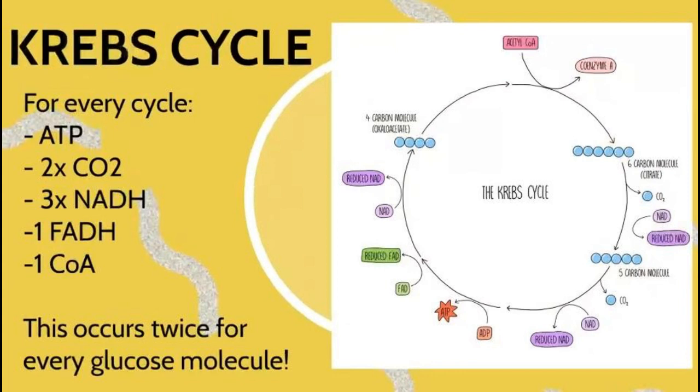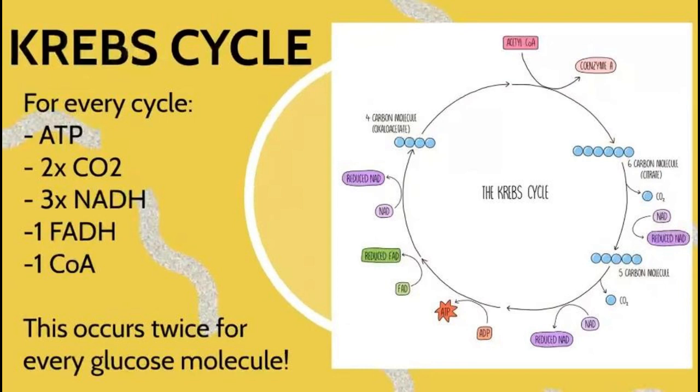So now from the 6 carbon molecule, we're going to start to lose carbons. Every time we lose a carbon, that gets released in the form of CO2. So we breathe out the CO2. Between the 6 carbon citrate and the next 5 carbon molecule, we do lose a CO2, and we also reduce an NAD in the form of NADH, which gives us a 5 carbon molecule.